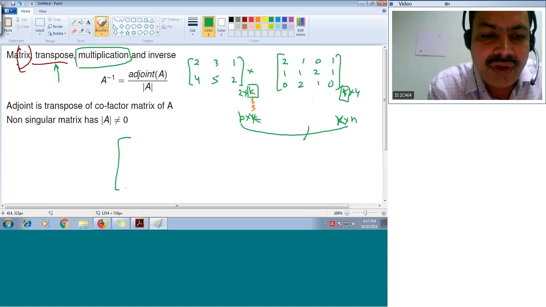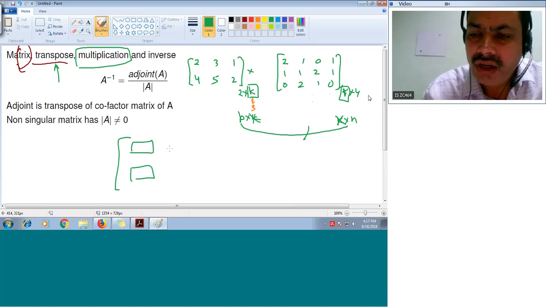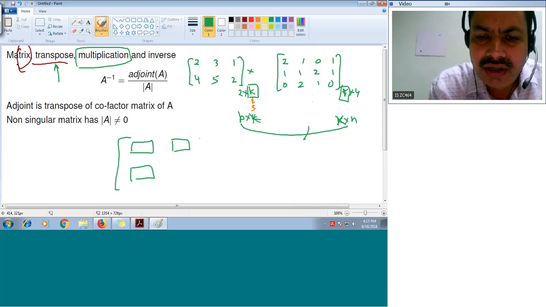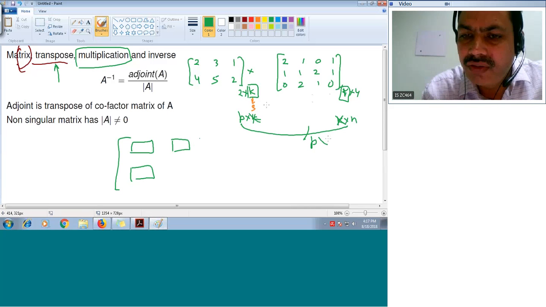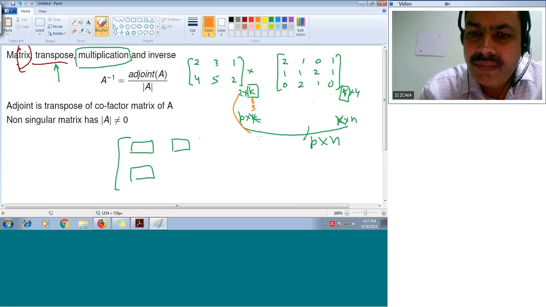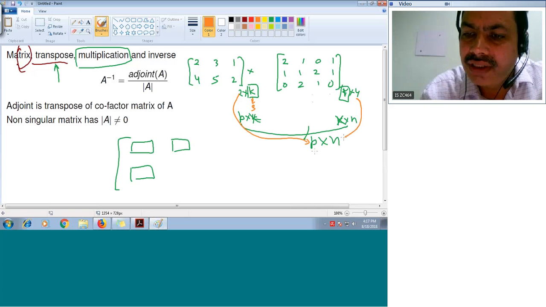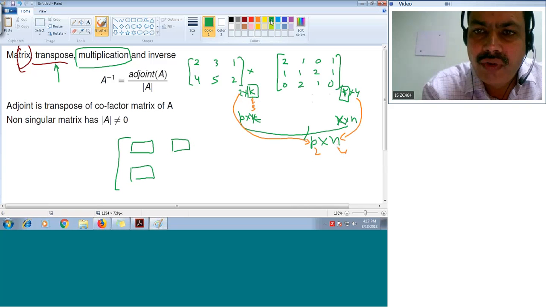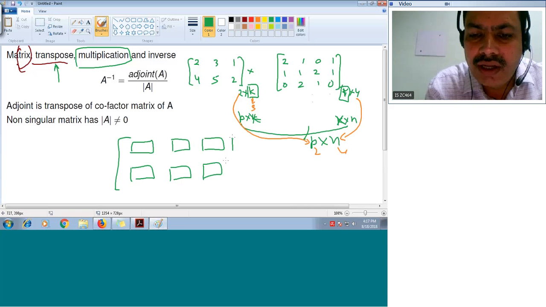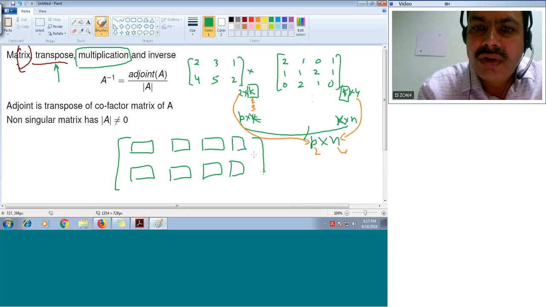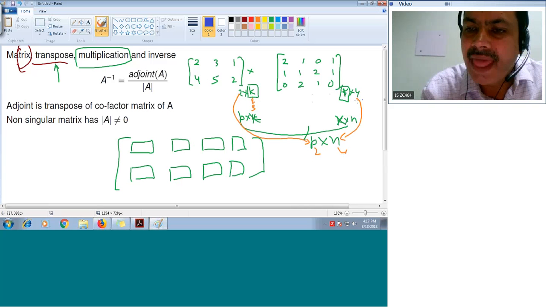In our case, p is 2, so we are going to have 2 lines, and in each line there would be 4 numbers, because we have p cross n. What is p? You can see that p is 2, and n is 4. So we are going to get 4 numbers. This is the output I am going to get. Please note that in this kind of multiplication, the first matrix is 2 cross 3 and the second is 3 cross 4, then the output is 2 cross 4.